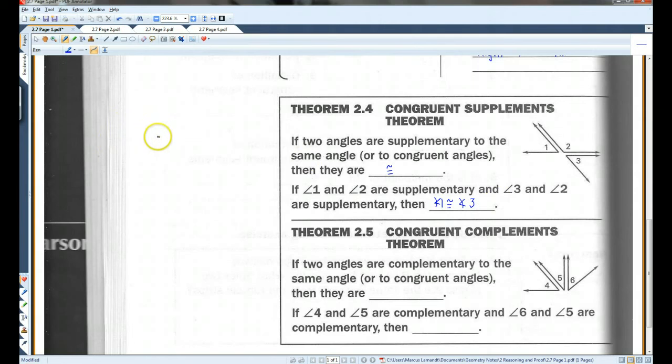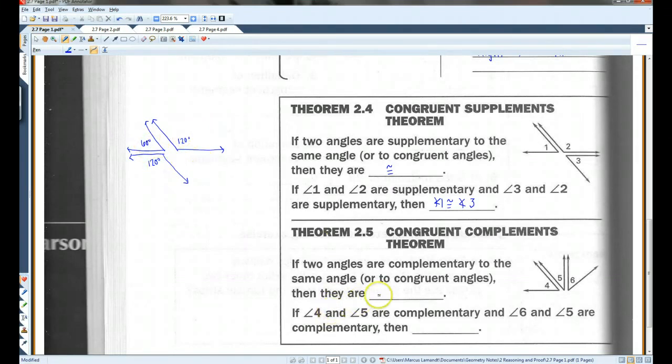So for example, if you have some angle, we'll say it's 60 degrees. Remember, supplementary means that two angles add up to 180. So in order for these two angles to be supplementary, if this is 60 degrees, this has to be 120 degrees. If you have another angle that is also supplementary to this angle, well, this angle has to be 120 degrees also, otherwise they won't add up to 180. So if these two angles are both supplementary to the same angle, these two angles have to be congruent. They have to be the same measure. That's the only way it works.